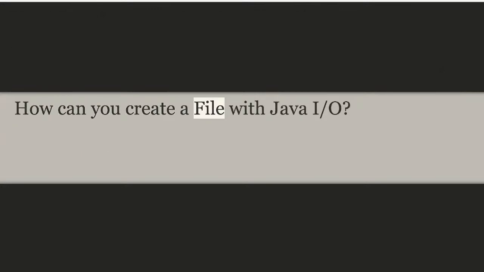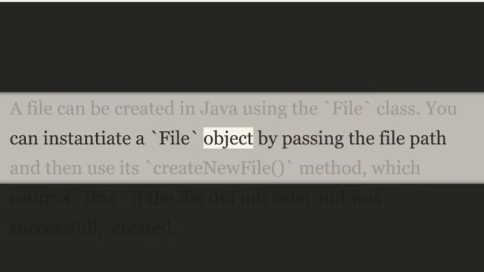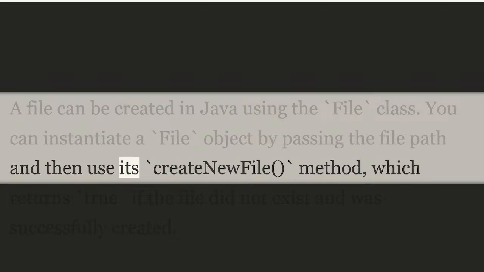How can you create a file with Java I/O? A file can be created in Java using the File class. You can instantiate a File object by passing the file path and then use its createNewFile method, which returns true if the file did not exist and was successfully created.